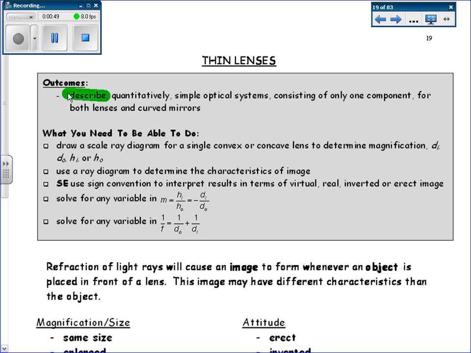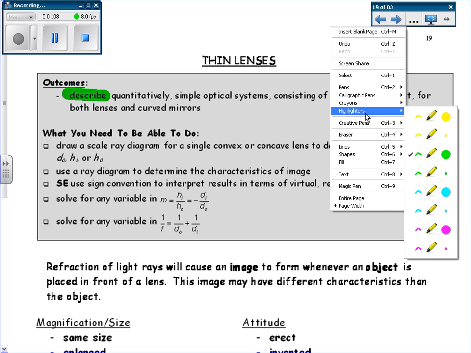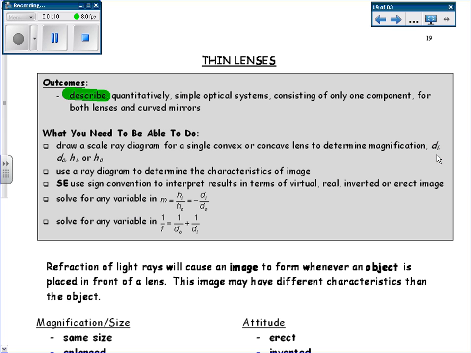What you actually need to be able to do in here, and there's a bit of a caveat to this. Draw a scale ray diagram for a single convex or concave lens to determine magnification, image distance, object distance, image height, or object height. We'll talk about what those variables mean in a bit. In terms of drawing a scale ray diagram, you have to do it in class. So you're going to have to do it on assignments or quizzes for me and on your unit exam. But you don't have to draw scale ray diagrams on the exam.